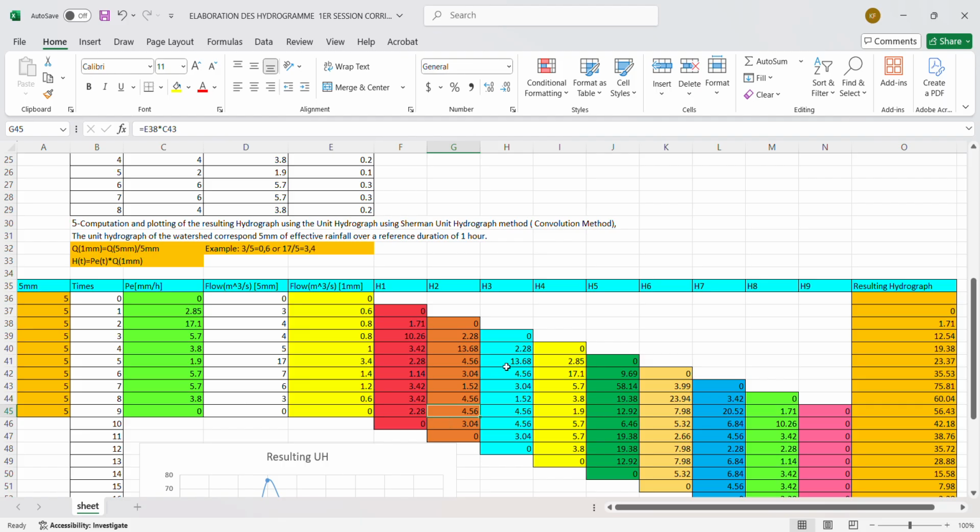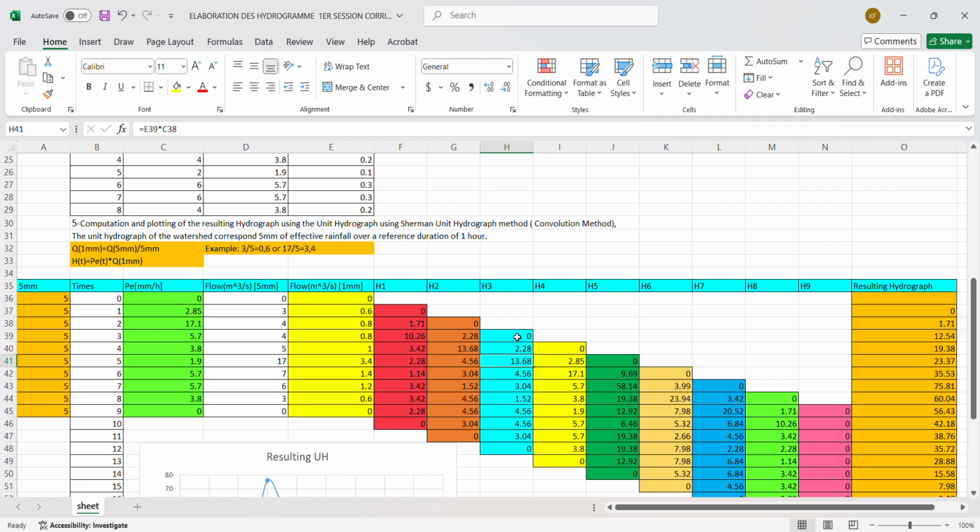H3 is the same process. H4, I will make it short. It's the same process. If you know the first one, the second one, the third, let me show you the third. The third one, we have 0 at 3 hours. Flow rate at 3 hours, we have 0.6, 0.8 times the effective rainfall at 1 hour. We have this value, and we got 2.28, something like this. You do the same.